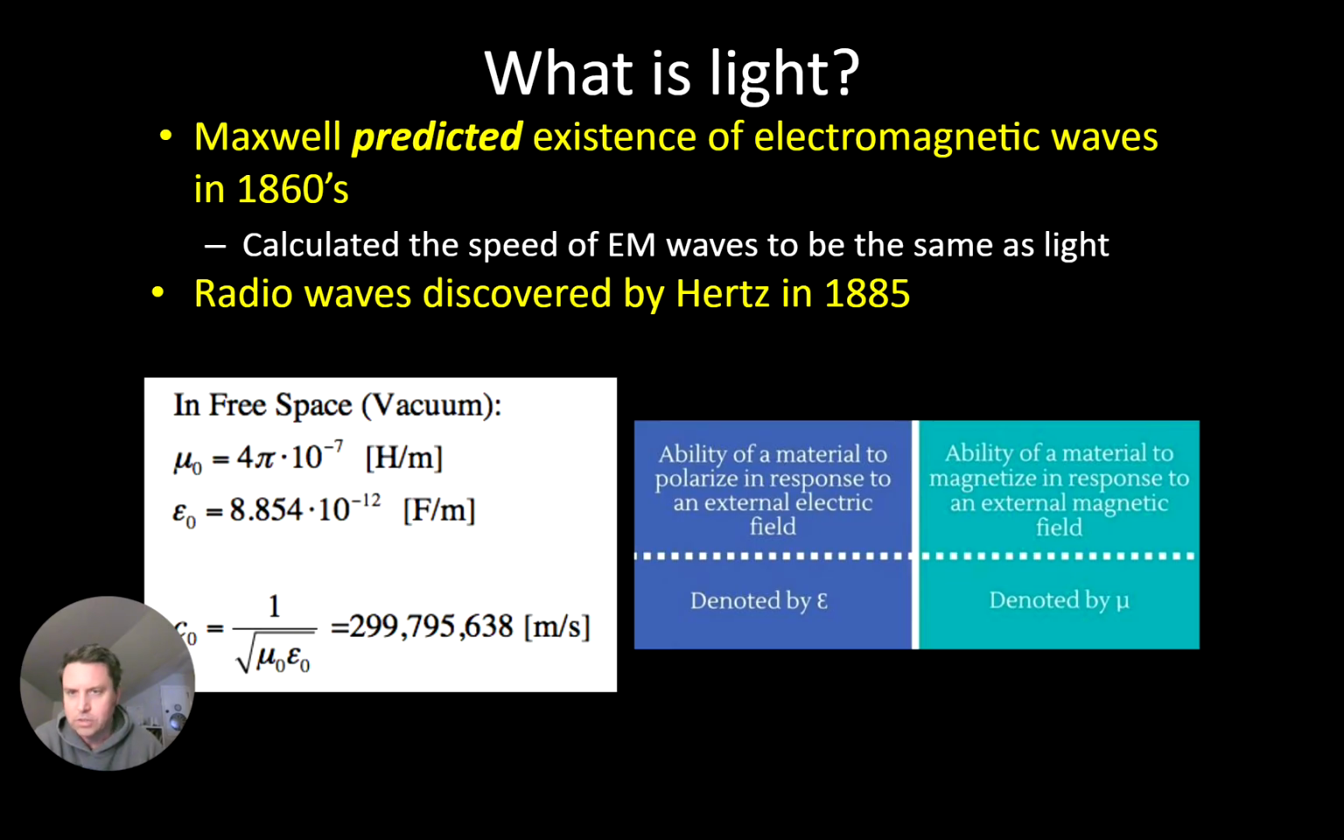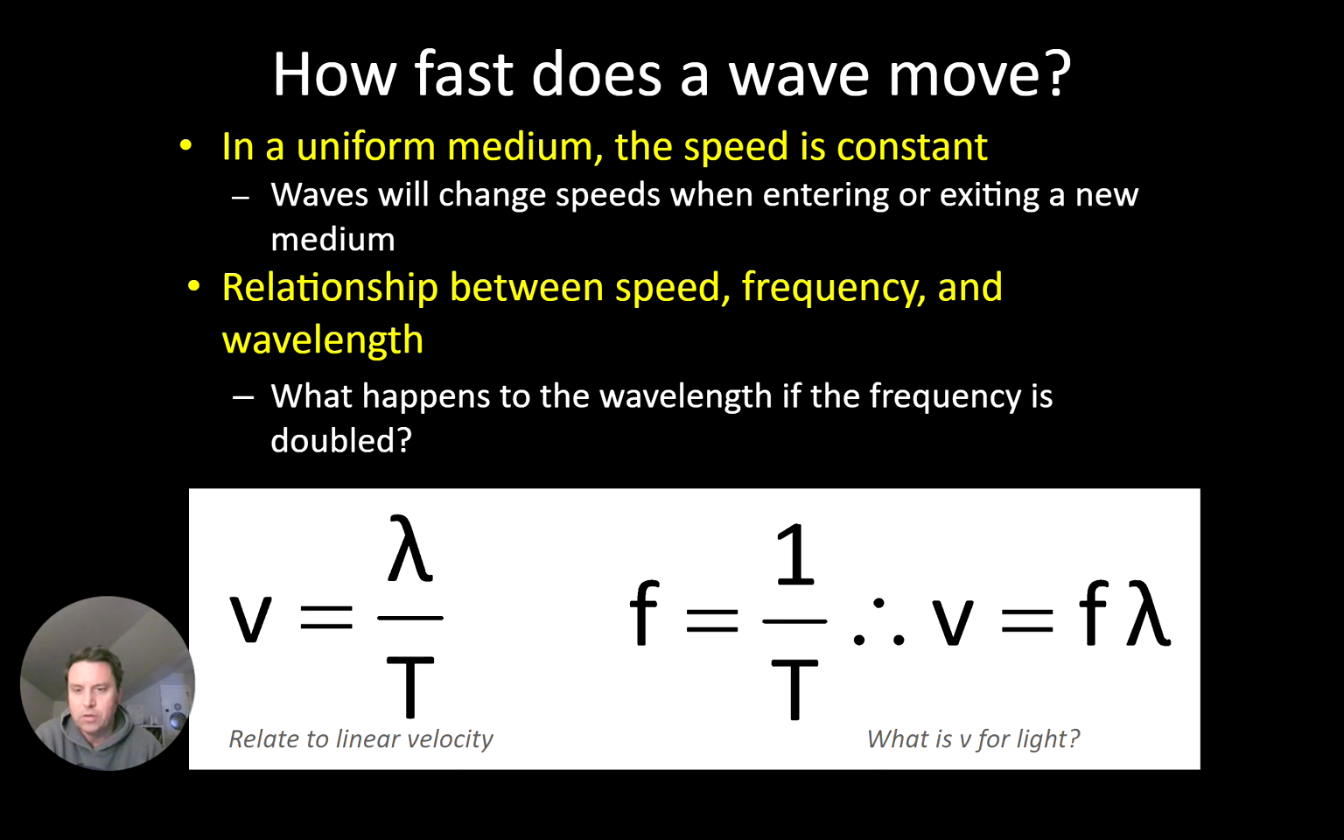Hertz is an inverse second. It's 1 over t. 1 over the period is 1 over second, and 1 over a second is what we call a hertz. And then here's your v equals lambda over t. Because frequency is 1 over t, we get v equals f lambda.